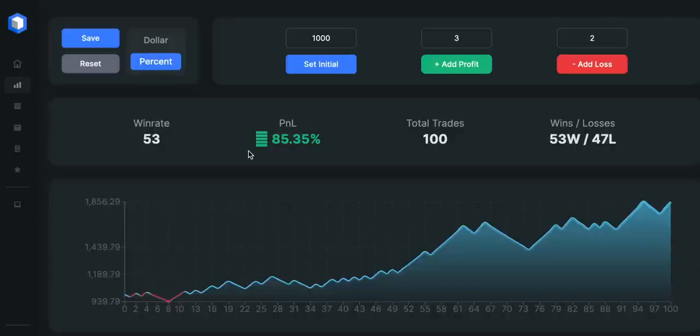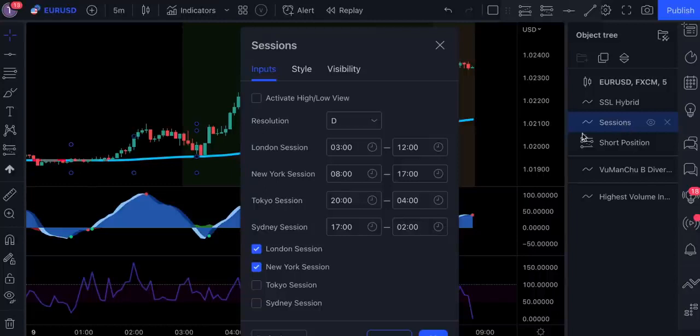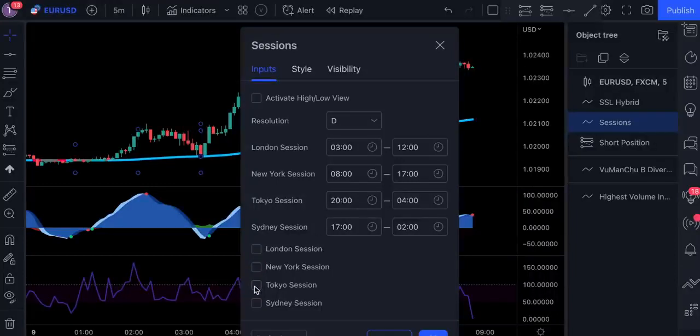If we take a look at the equity curve, we can see that the drawdowns are pretty significant. So this information basically tells me that this particular strategy does not quite like the volatile markets. Okay, now let's see how well it will perform during different trading sessions. Now we're gonna untick the London and New York sessions and enable the Tokyo and Sydney sessions.